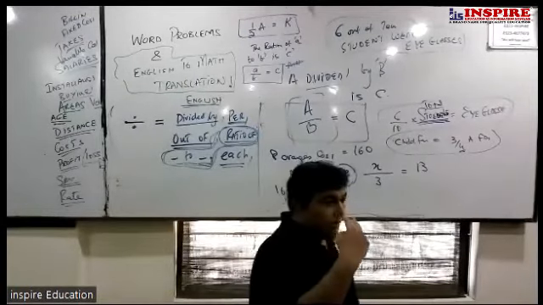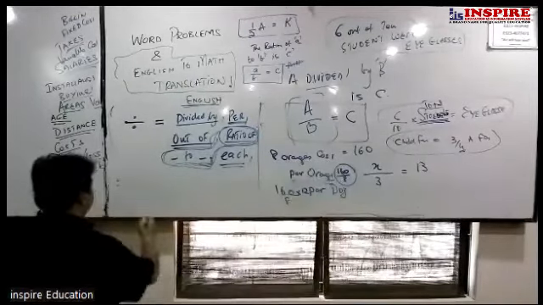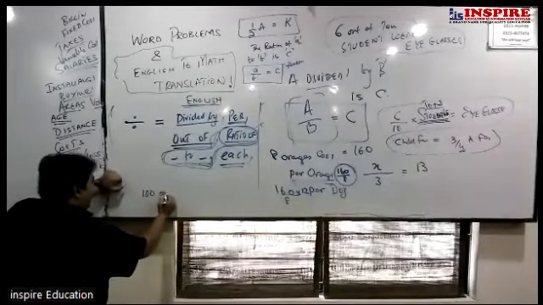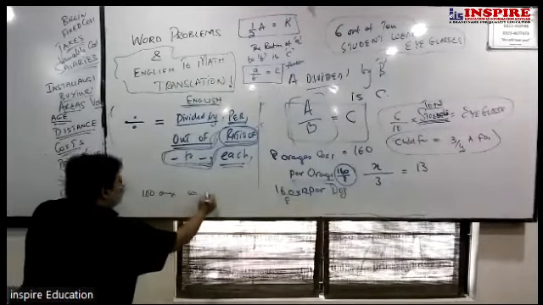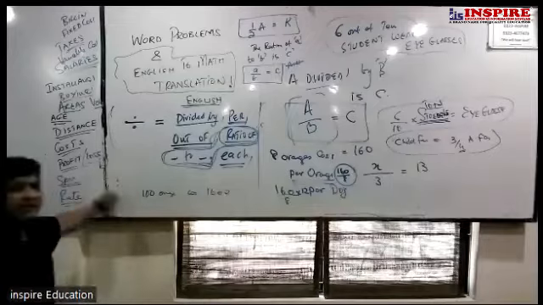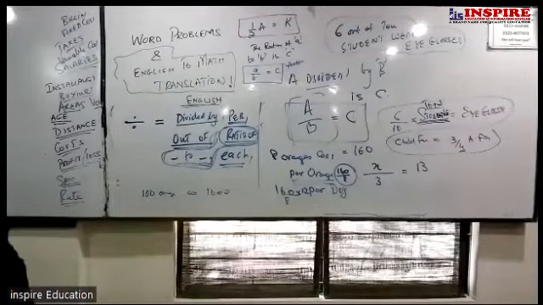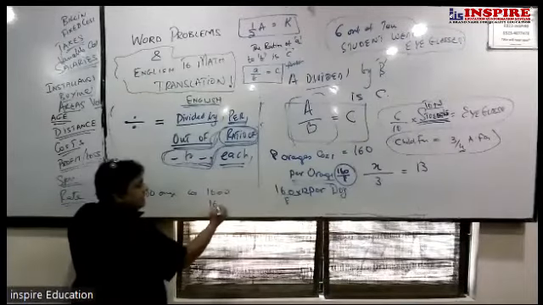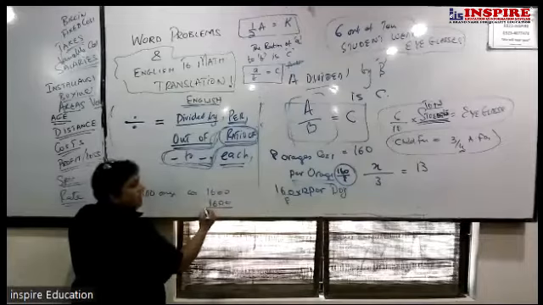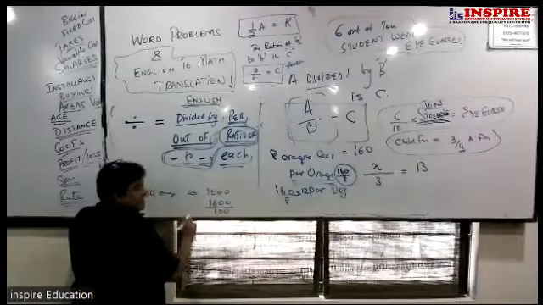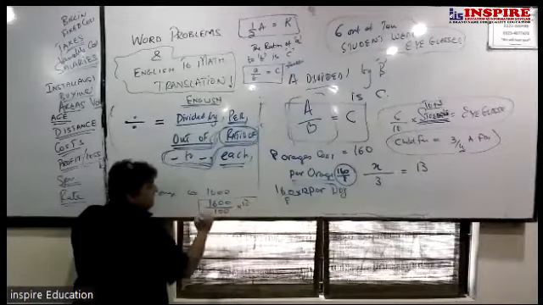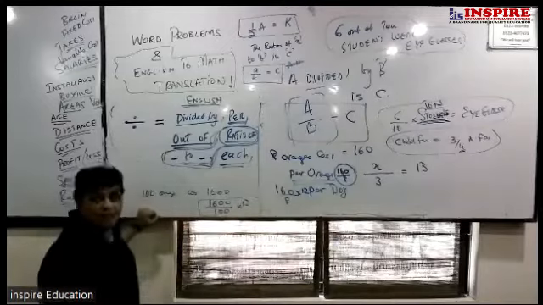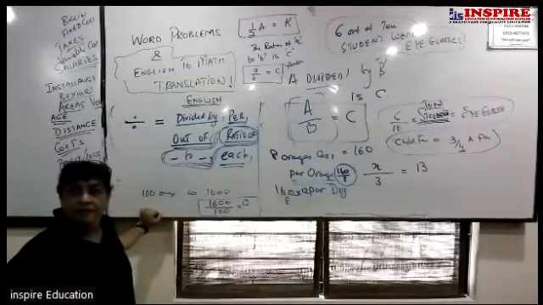Look here. 100 oranges cost 1600. What is the price of each dozen? What is the cost of each dozen? So you do 1600 divided by 100 oranges. And don't forget to multiply by. Are you with me? Got it?